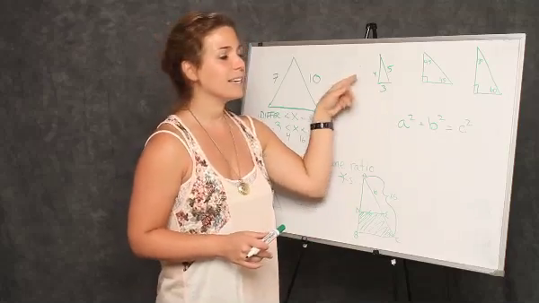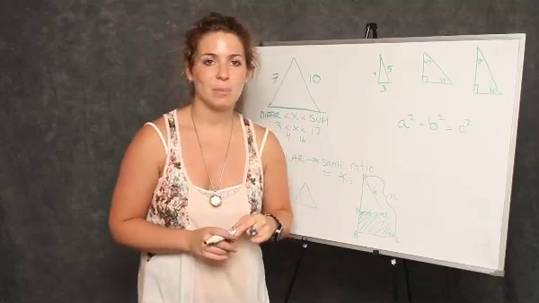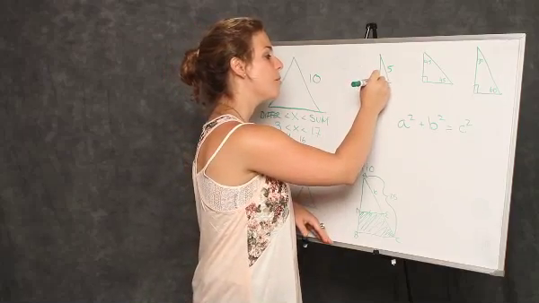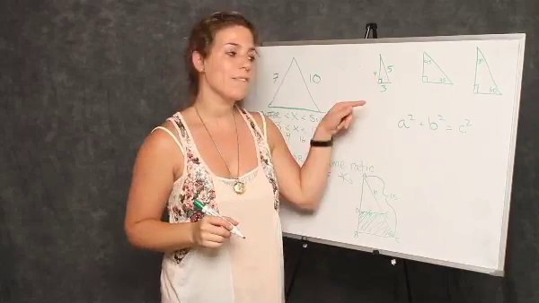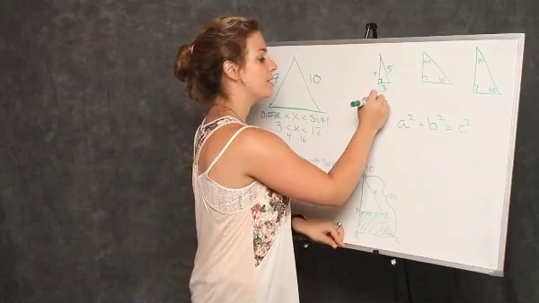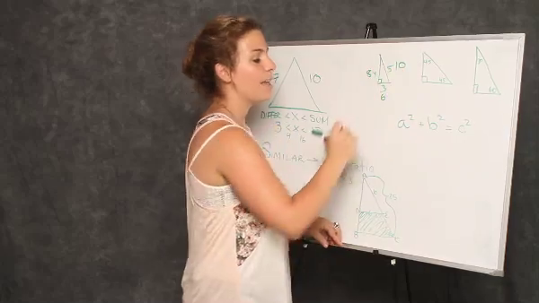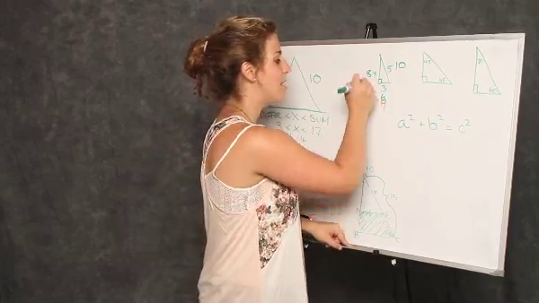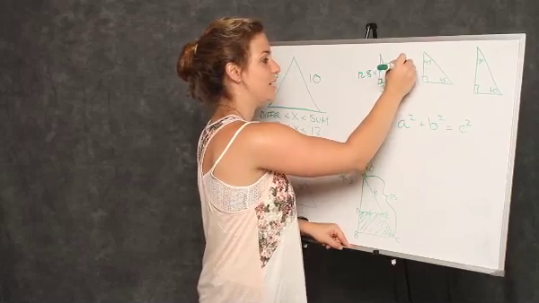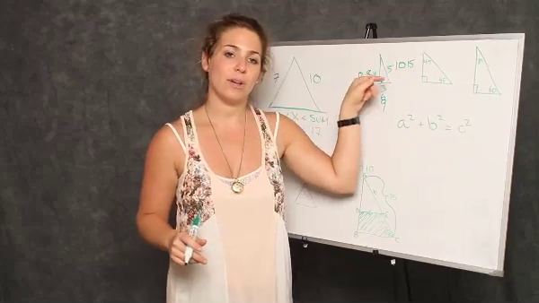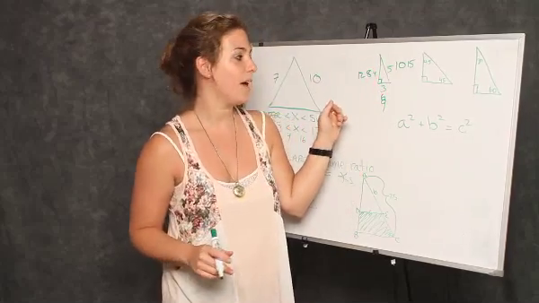The first one is the 3, 4, 5 and its multiples. So for example, if you remember the 3, 4, 5, if you multiply all of those sides by 2, that's going to give you a 6, 8, 10. If you had multiplied 3, 4, 5 by 3, that's going to give you a 9, 12, 15. So anytime you see things in that ratio, always remember your 3, 4, 5.